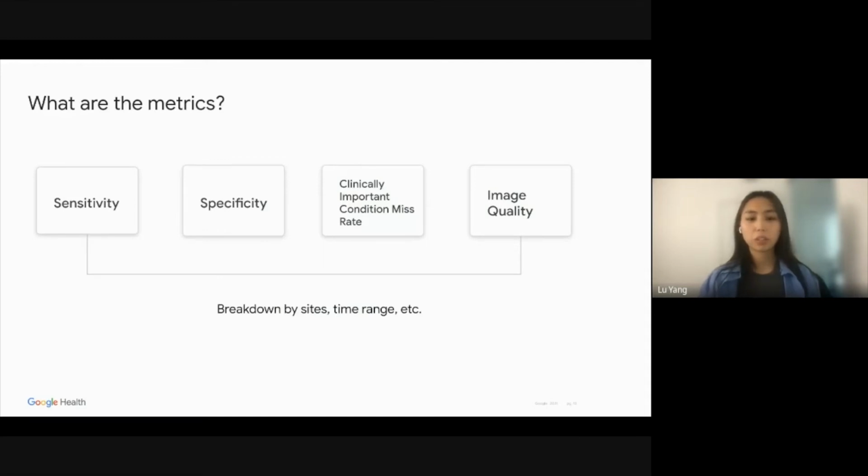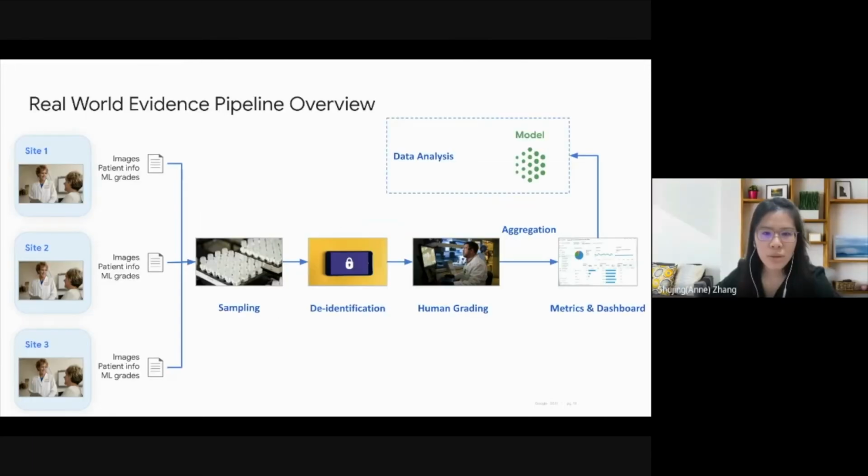Now I'm going to hand it over to Anne, our infrastructure tech lead, to tell you more about details of the monitoring pipeline. So here is the overview of a typical real-world evidence monitoring workflow. The details may vary based on what medical devices we are monitoring. First, we collect patient case information, images, and ML grades from different sites. We then run the sampling based on various metrics. Those selected cases will then be used for downstream analysis.